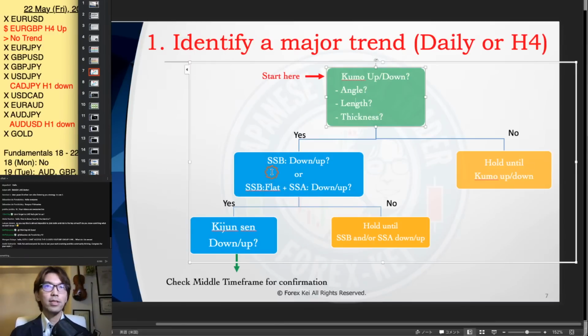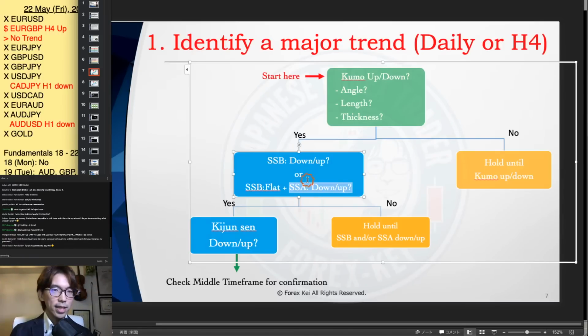If I can confirm these 3 points, then I move down to the next question, and I take a look at Senko span B, whether it's moving up or down. Sometimes Senko span B goes flat, and in that case I look at Senko span A, and whether it's also moving up or down. If the Kumo is moving up, then Senko span B and Senko span A should be moving up. If the Kumo is moving down, it's vice versa. And if I confirm the Senko span B and/or Senko span A angle, then I move down to Kijun Sen and see if Kijun Sen is pointing upwards too.